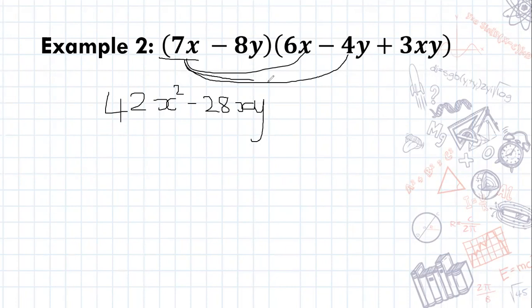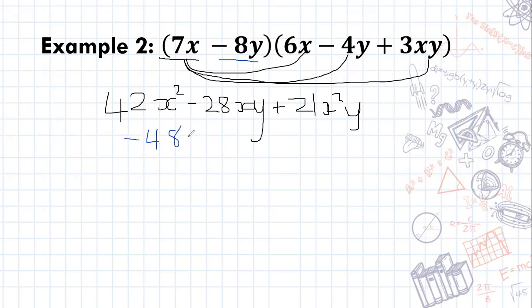Then we have our last one, 7 times 3xy. So plus times a plus is a plus. 7 times 3 is 21. x times x is x squared, and we have a y. Now I'm going to change my color for part 2 so that you can see. All right, so now we have minus 8y. And again, we're going to multiply by each of the terms in the second bracket. So minus 8 times plus 6 is minus 48xy.